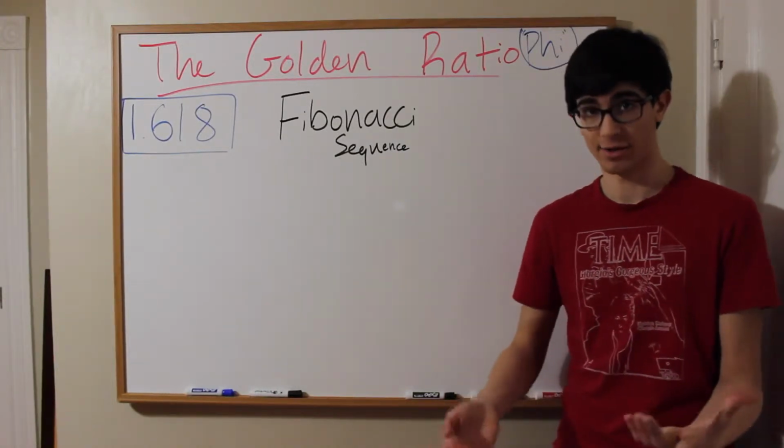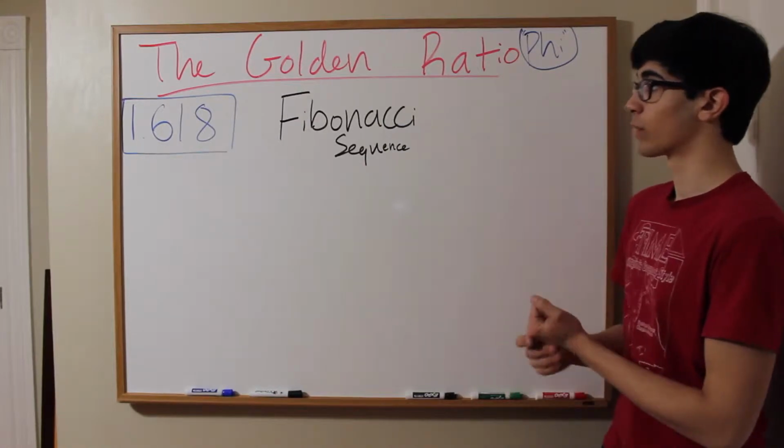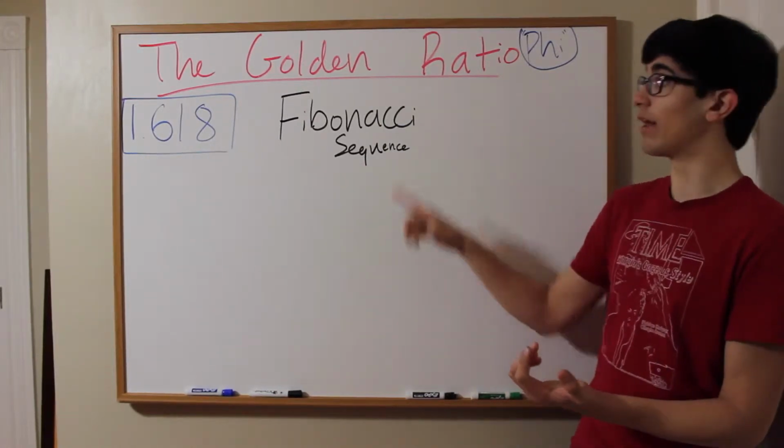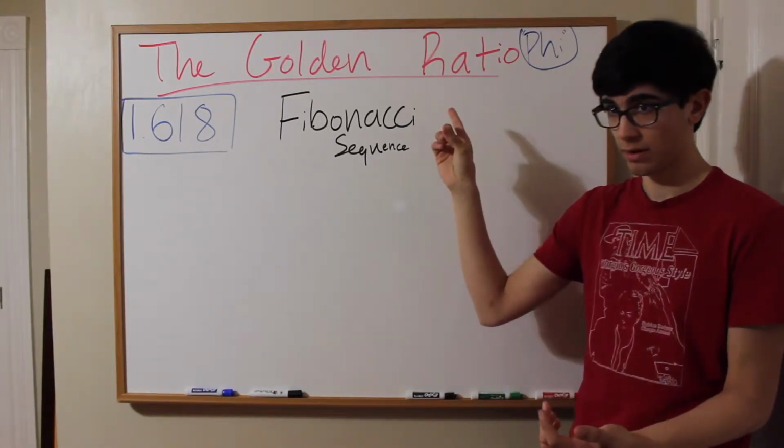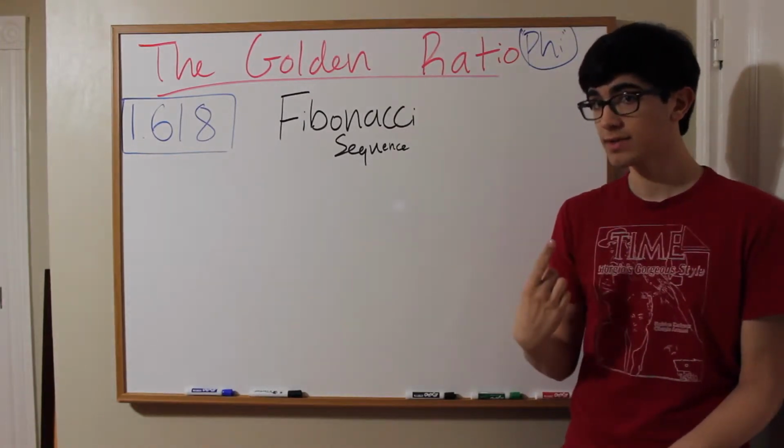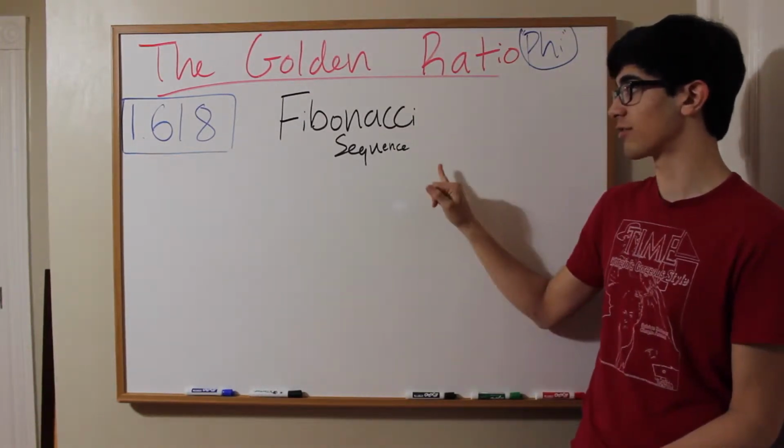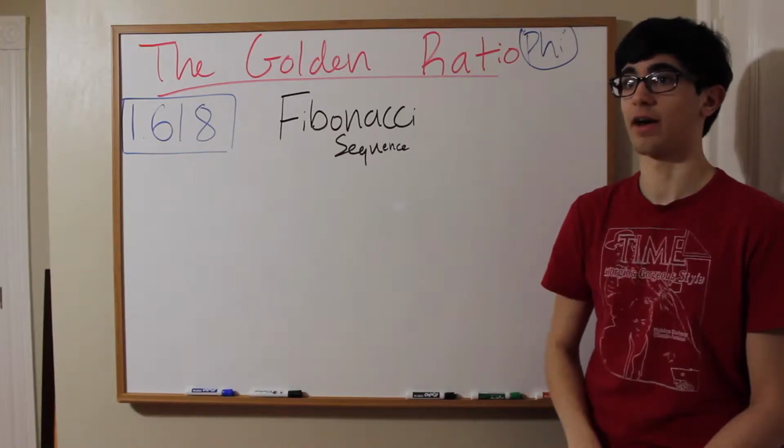Today we're going to talk about the Fibonacci sequence. So, we're going to talk about the Fibonacci sequence, why this relates to the Golden Ratio, how that relates to the nature around us, and how we can get from this sequence to the number phi.